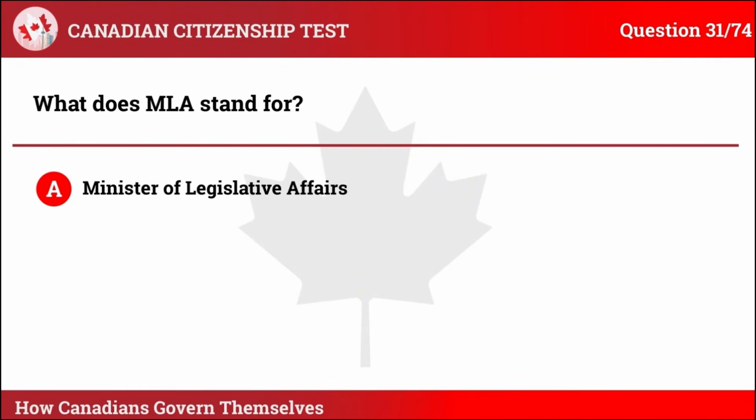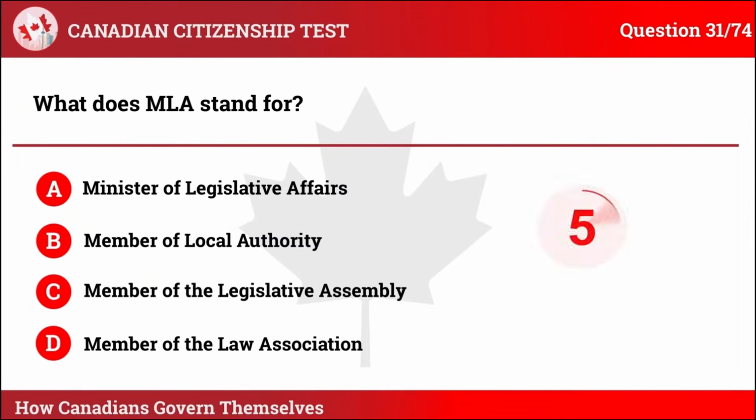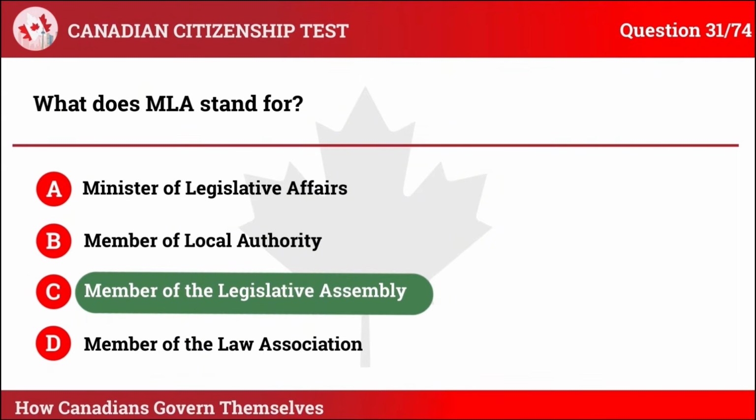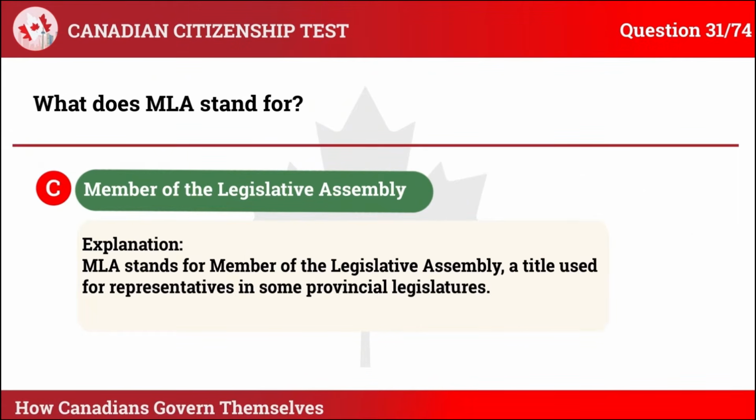A. Minister of Legislative Affairs. B. Member of Local Authority. C. Member of the Legislative Assembly. D. Member of the Law Association. The correct answer is C. Member of the Legislative Assembly. Explanation: MLA stands for Member of the Legislative Assembly, a title used for representatives in some provincial legislatures.